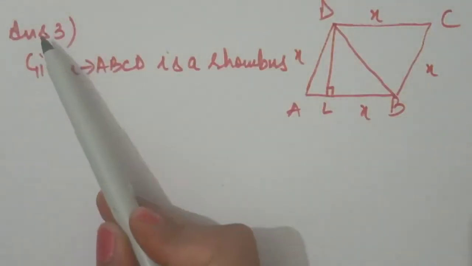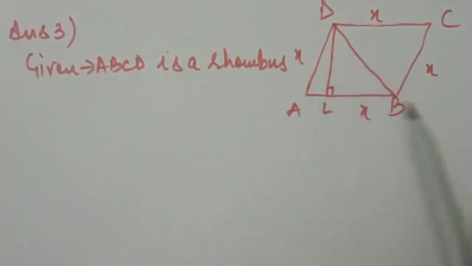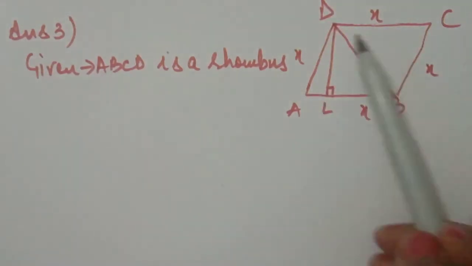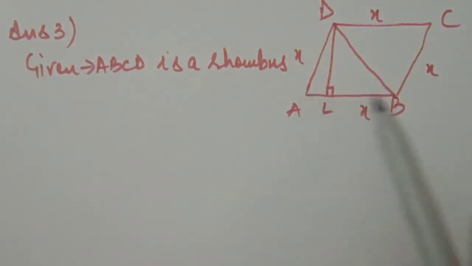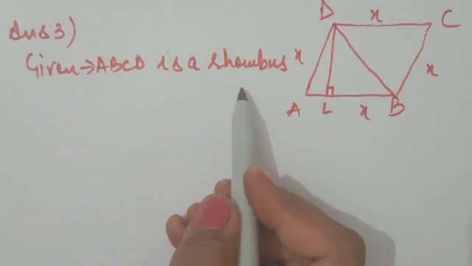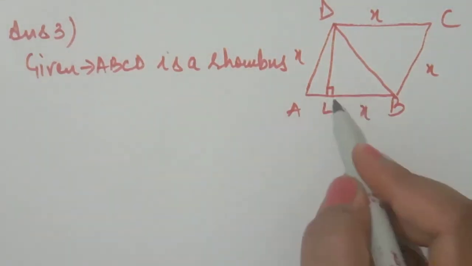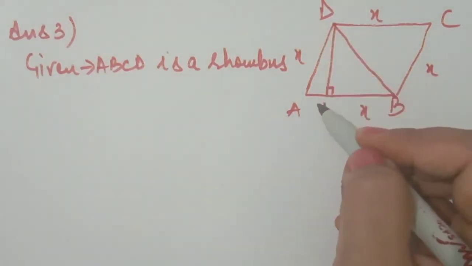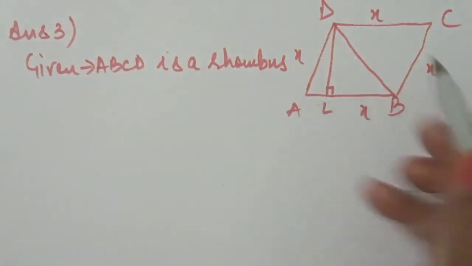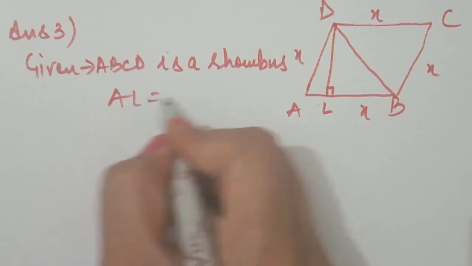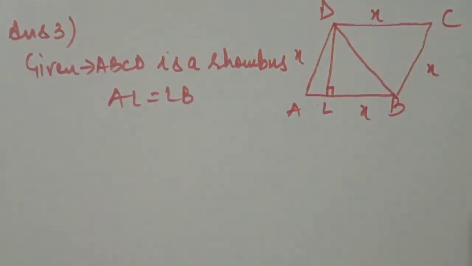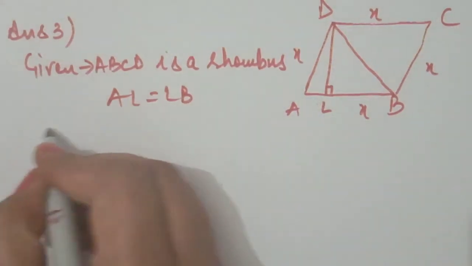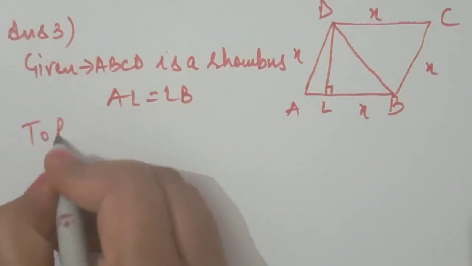So students, in question number 3, we have ABCD is a rhombus in which the altitude from the point D on AB cuts at point L. So what is given? ABCD is a rhombus and this altitude from D bisects AB. Bisect AB means AL is equal to LB. AL is equal to LB is also given to us. We have to find the angles of the rhombus. So what is to prove?